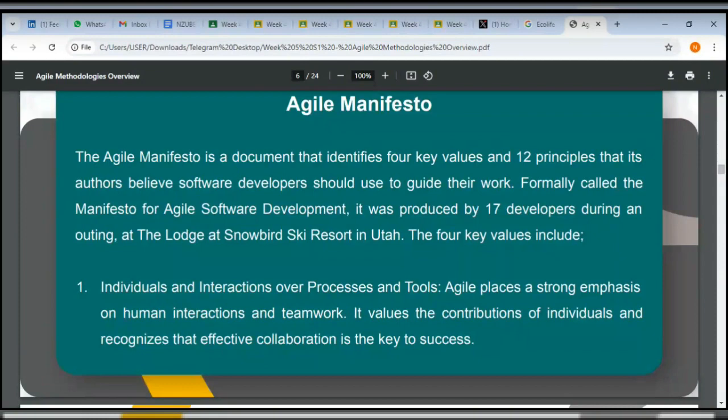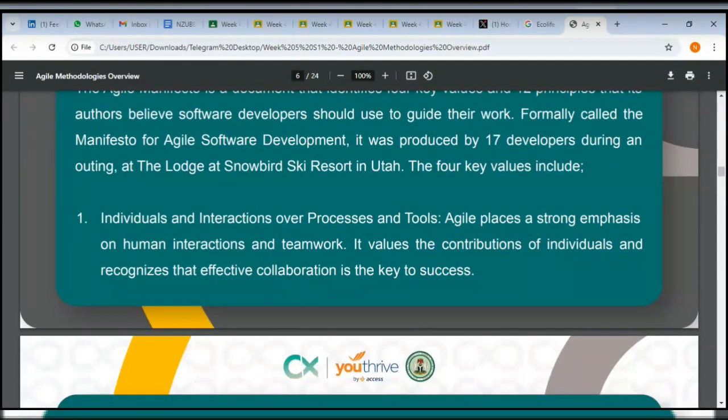The 4 key values include individuals and interactions over processes and tools. Even without explaining this to you, I think it's kind of clear, but let's go into it. Agile places a strong emphasis on human interaction and teamwork, right? I think I've mentioned this over and over again.